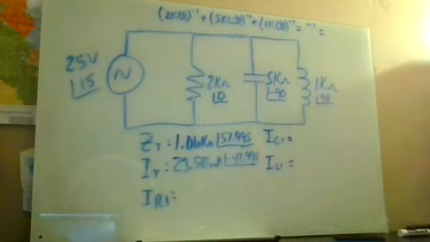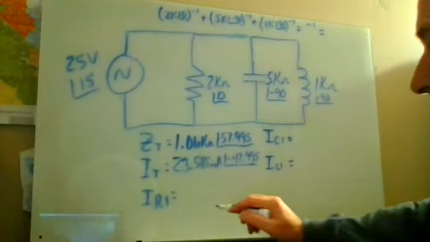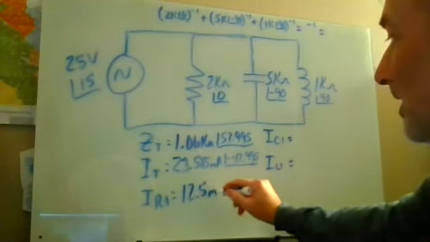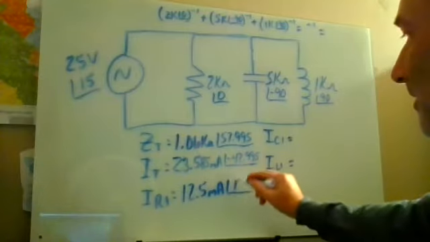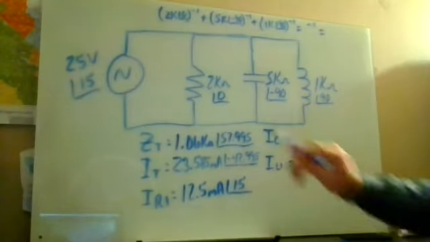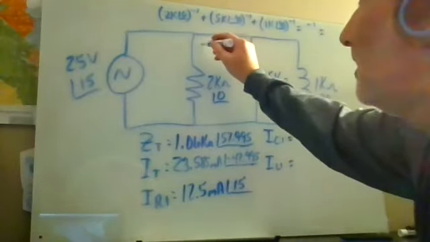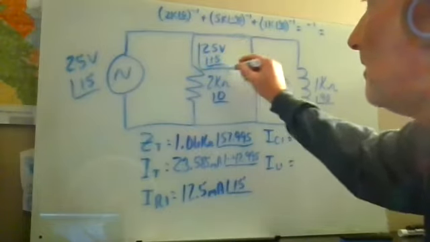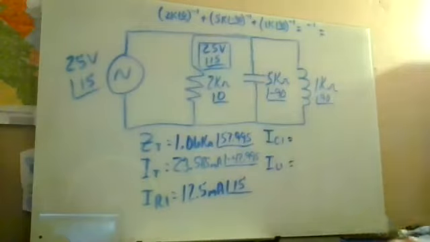So when I do IR1, did anybody get IR1 yet? What did you get? I got 12.5 milliamps with an angle of 15. Outstanding. Because all you're doing is, it's a parallel circuit. So my voltage drop across my resistor is going to be 25 volts at an angle of 15. Take that divided by 2K at an angle of 0. And you should get 12.5 milliamps at an angle of 15.